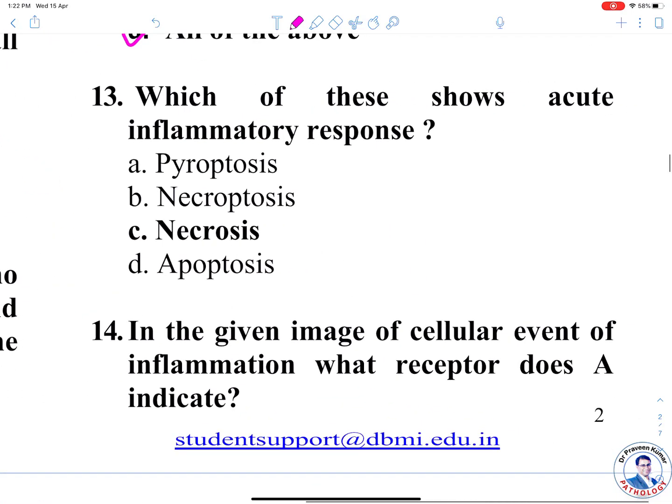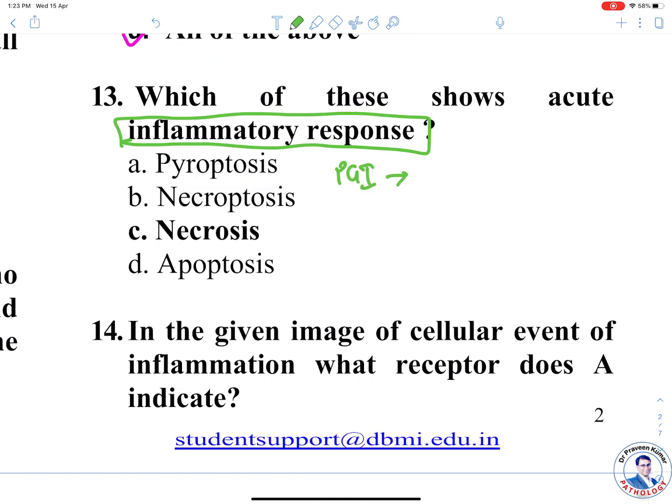Question 13. This is a very big doubt that many of you have asked me also. Please understand, the question is asking about inflammatory response. Now obviously, had it been a PGI question, the answer would have been A plus B plus C. No doubt about this. But if you want to choose the best answer, see why I am choosing necrosis here is because necrosis will always show you inflammation.